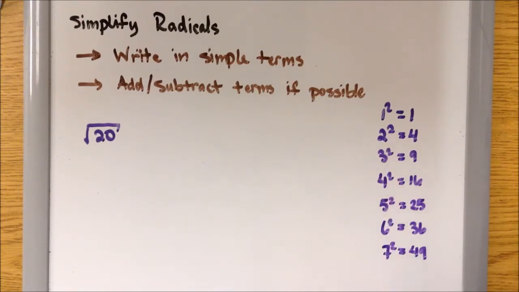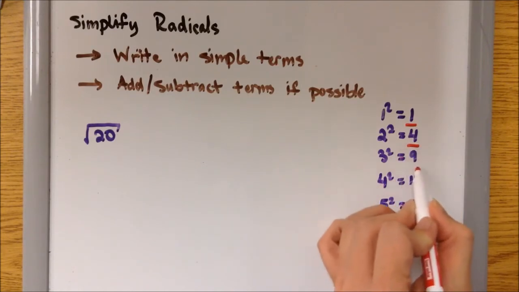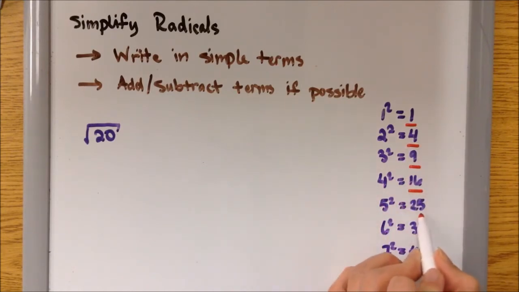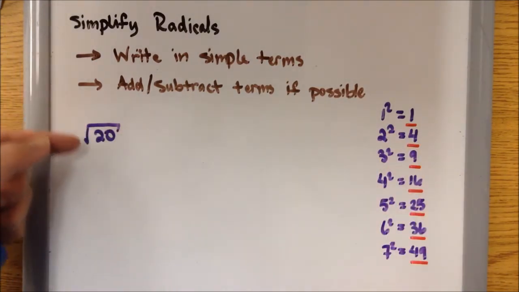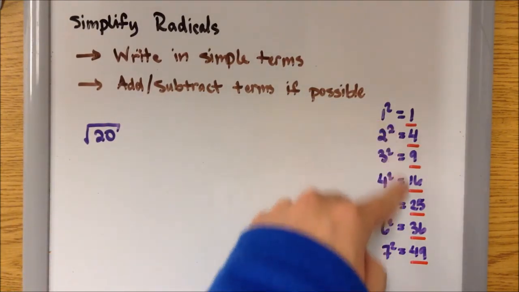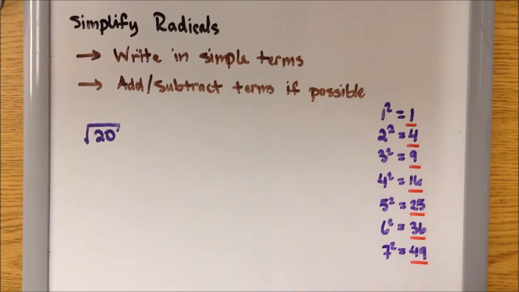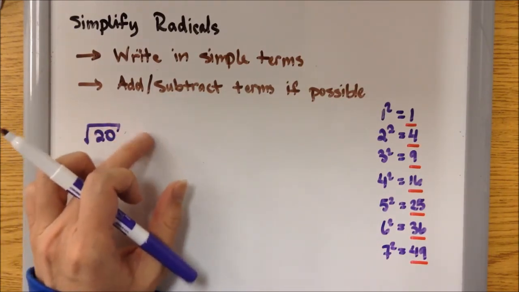Now these perfect squares, when I'm simplifying radicals, mainly I'm going to focus on this 1, this 4, 9, 16, 25, 36, and 49, and so on. The reason is, when we get into these perfect square numbers, we're able to apply the square root. But the 20 does not match with any of the perfect squares. So what we're going to do is break it down.